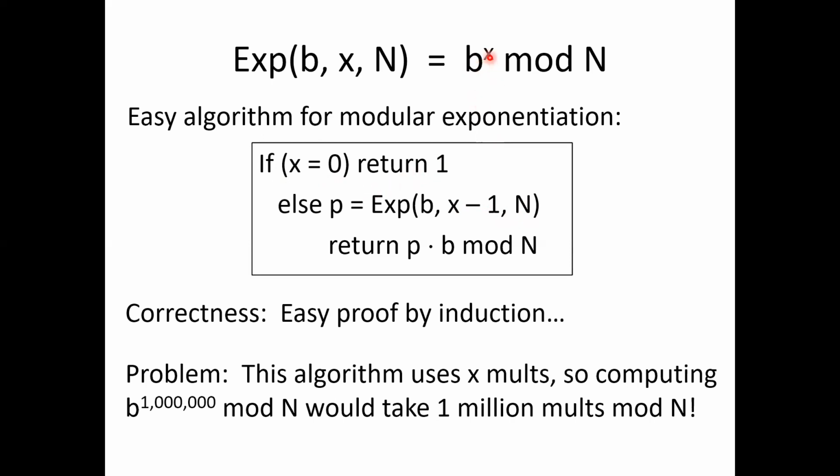If x is 0, then b to the 0 is 1. Otherwise, I compute recursively the exponentiation of base b to one less exponent with the same modulus, and I take the result, which here I denote p, and multiply it one more time by b. And I do this mod n. So the thing is that this is horribly inefficient, right? Computing a long exponentiation would take just too long.